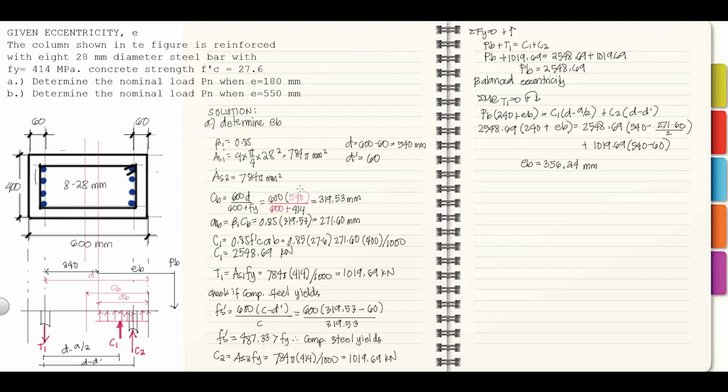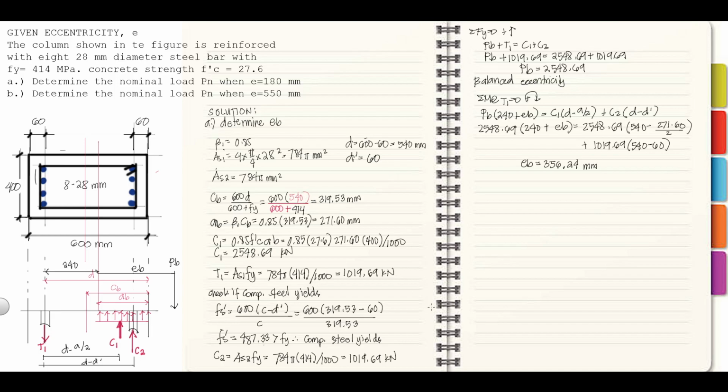So, ilagay po natin yung mga values. Ang d natin, I've computed it. Ang d is the effective depth, that is the total depth or the height of the beam minus the distance from the centroid to the extreme tension fiber of the concrete. So, 60 yung distance na yun. Total depth is 600, so 600 minus 60, we have 540. Of course, we have d prime 60. So d is 540 as you can see here.